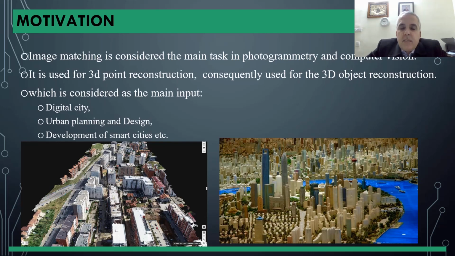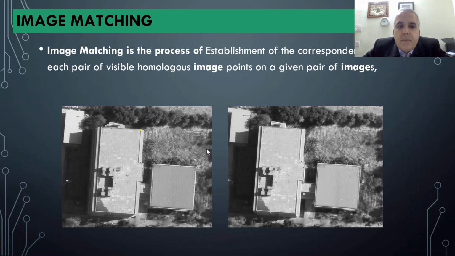By finding the x, y, z or object coordinate for the whole point on the image, on the stereo image, we will be able to produce a 3D model for the area, which is considered as the main ingredient or main component in digital city urban planning as shown here, and developing of smart cities and ground modeling or digital surface modeling and other. Let's talk about image matching and what does it mean.